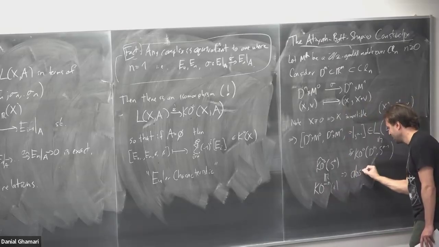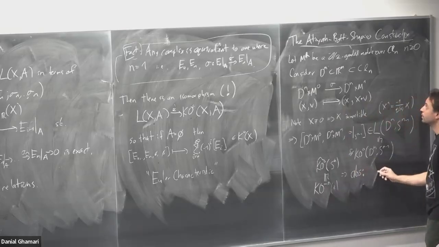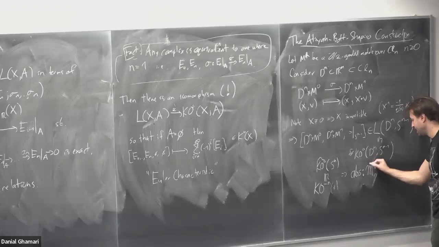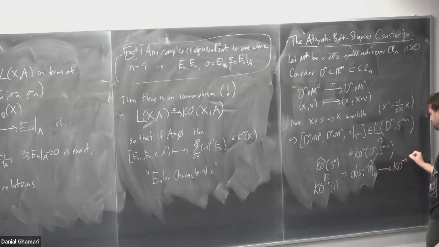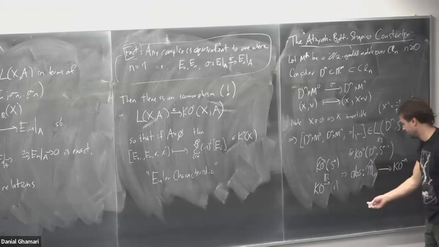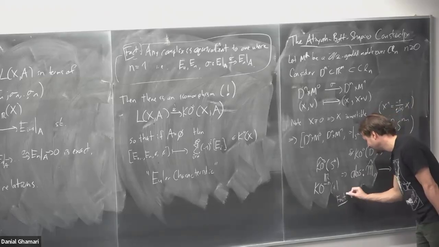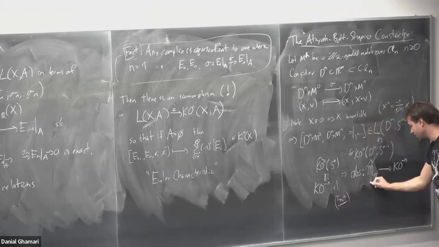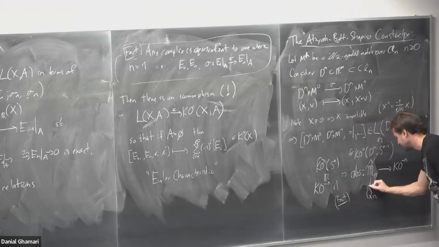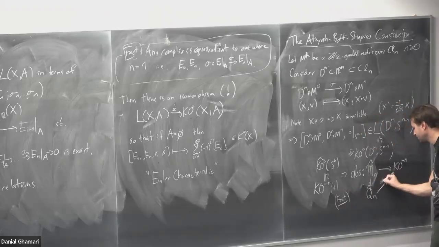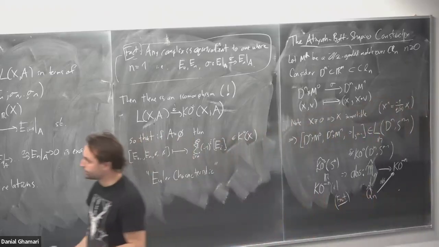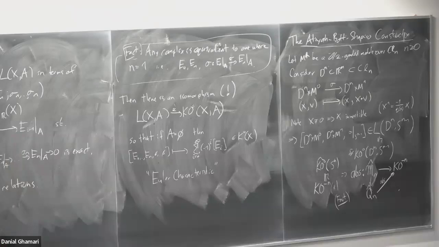So we have an ABS map that goes from M hat to KO minus n. I don't have enough time to go into it, but it actually descends well to the quotient. The statement of the Atiyah-Bott-Shapiro isomorphism theorem is that ABS is a graded ring isomorphism.